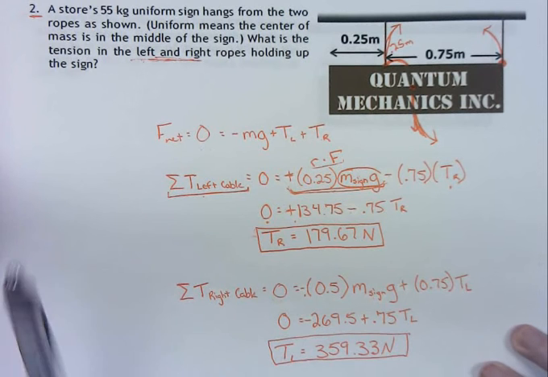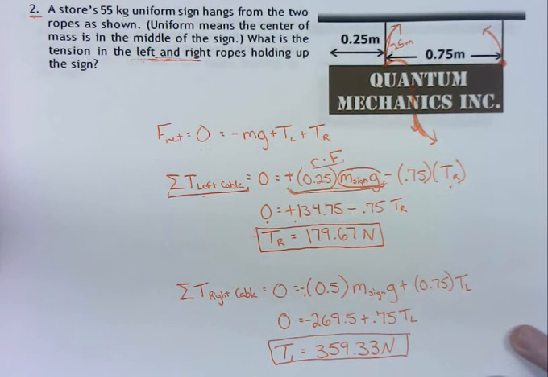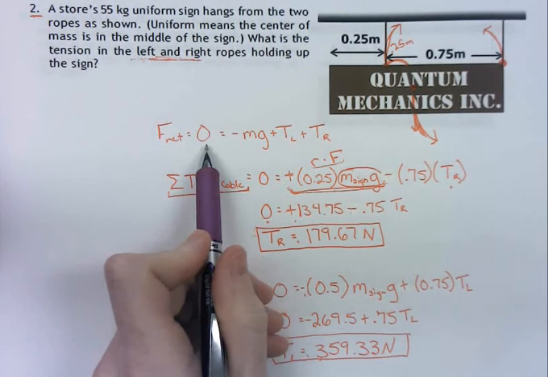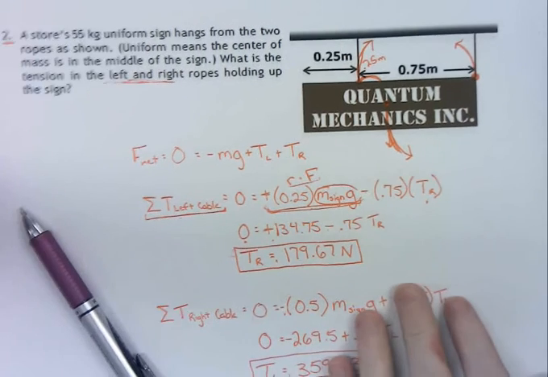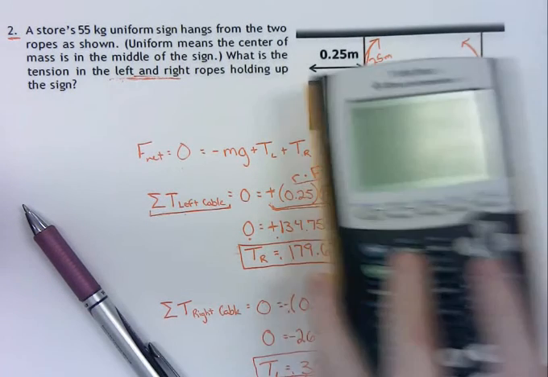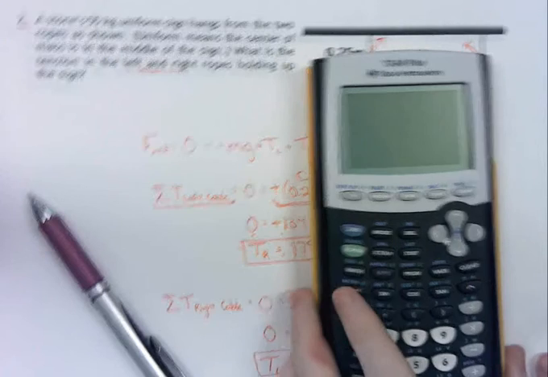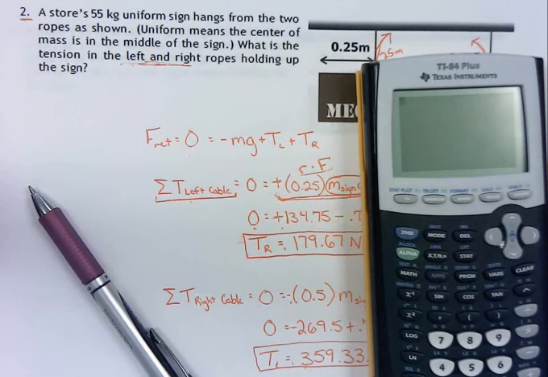Now, great way to check to make sure that we did these problems correct. We found two forces, tension in the left, tension in the right. Well, we just said net force should be equal to 0. So if I take a look here and I take a look at force of gravity on this, which would be negative mg. Let's get this calculator so we can actually still see my answers.